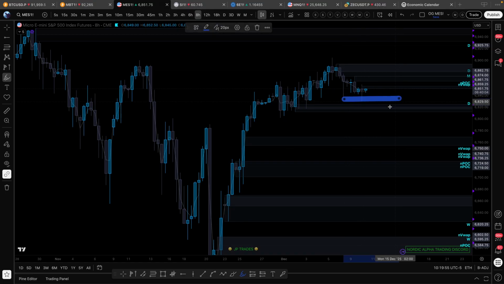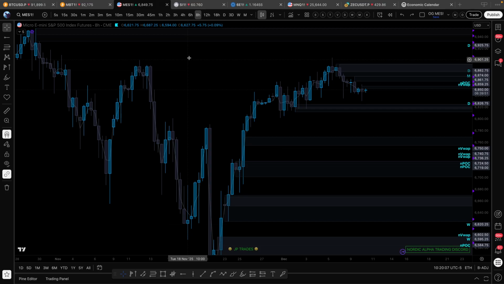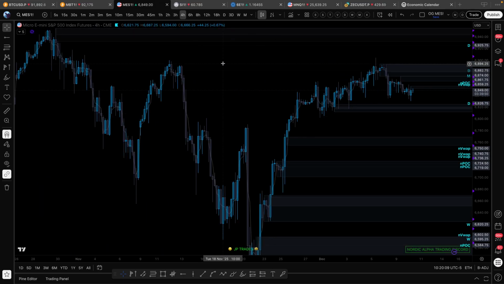However, right now we have just SFP'd this low. So this could lead to a move back to here or to here. Yesterday, pretty much same as Bitcoin, right? We see that we just SFP'd this high. Nice shallow SFP too. This was a great short. You even had a retest on that short.